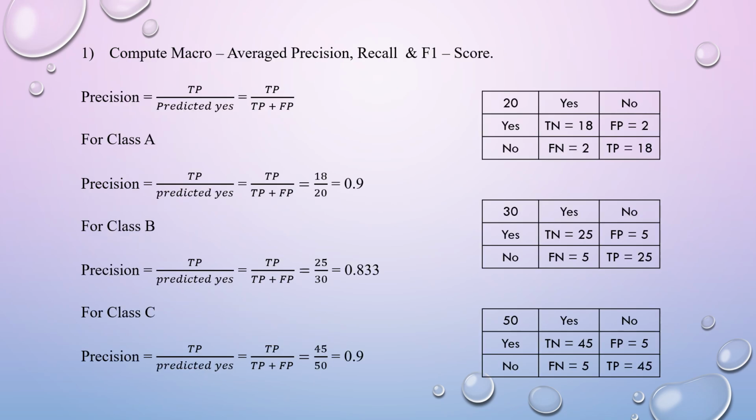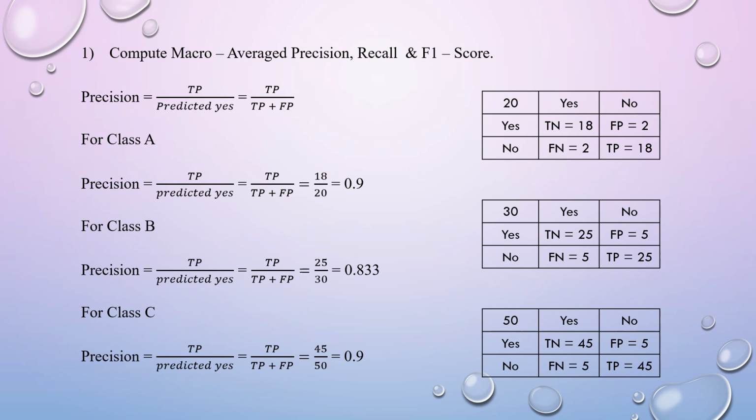In this problem, we have to find macro average precision, macro average recall and macro average F1 score. So first we calculate precision. The formula to calculate precision is true positive divided by predicted yes, meaning true positive divided by true positive plus false positive.